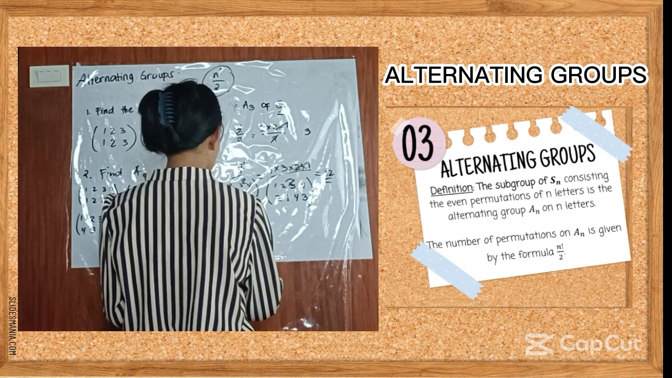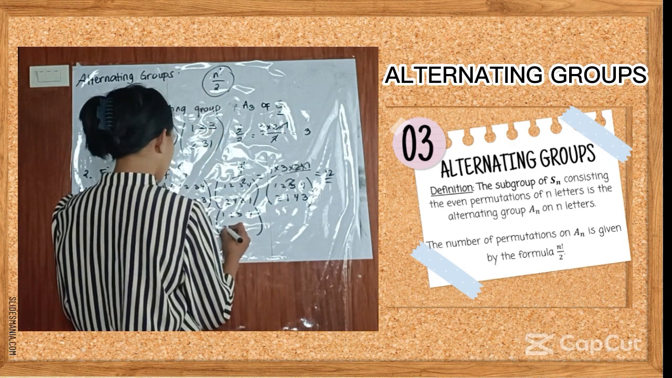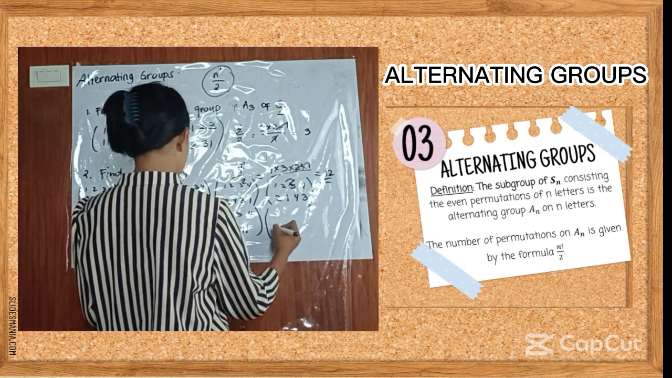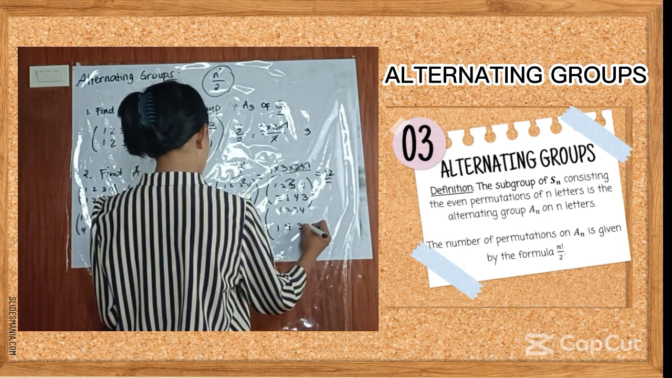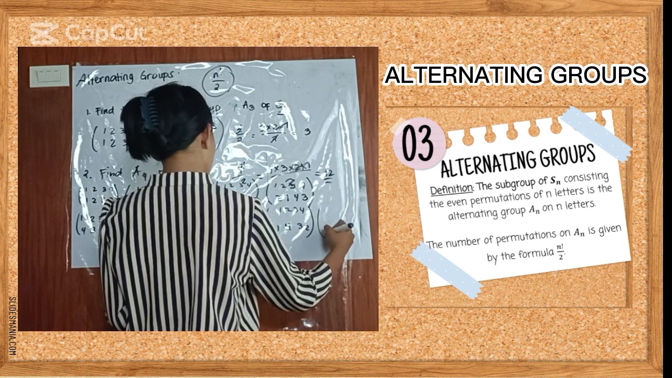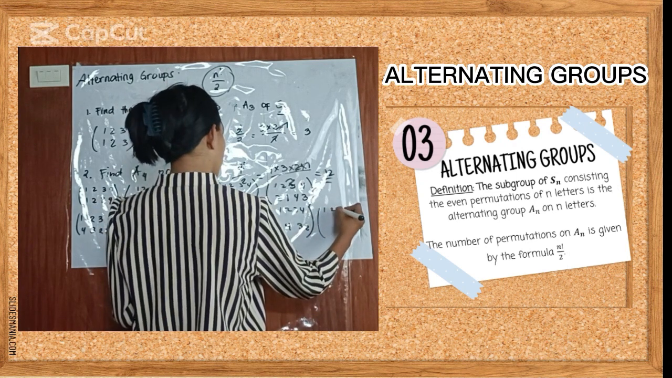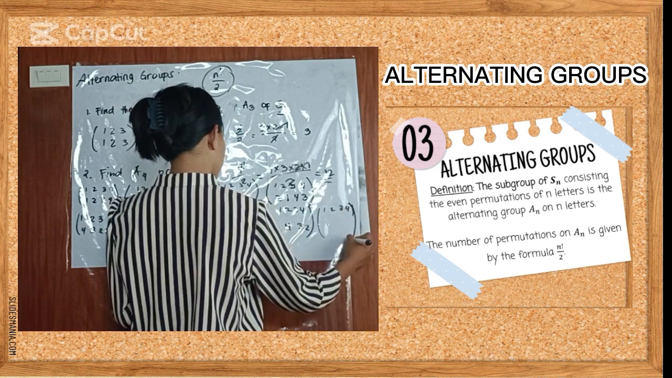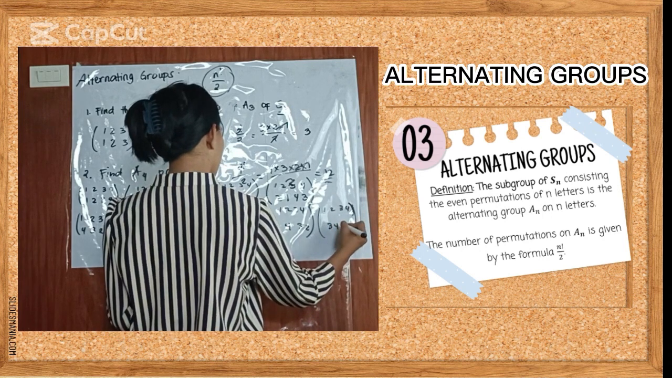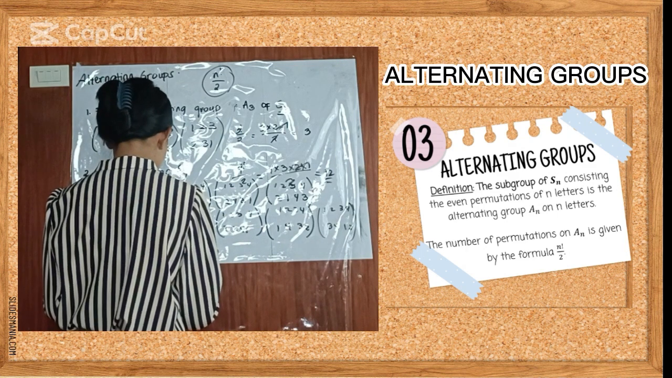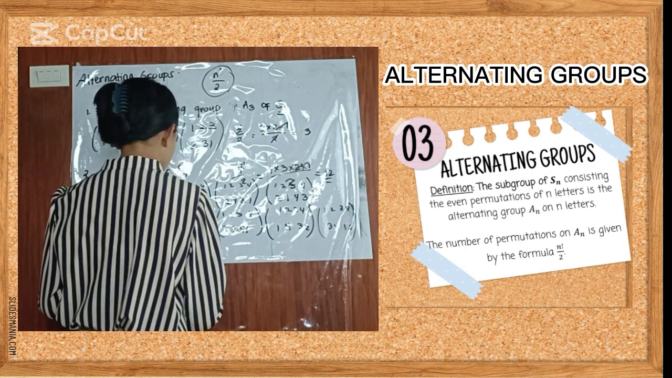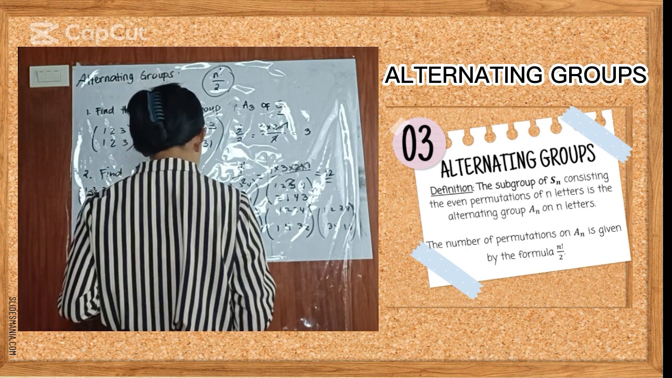So we have 1, 2, 3, 4 to 3, 2, 4, 1. 1, 2, 3, 4 to 1, 4, 3, 2. And next, 1, 2, 3, 4 to 3, 4, 1, 2. Lastly, we have 1, 2, 3, 4 to 3, 1, 2, 4.